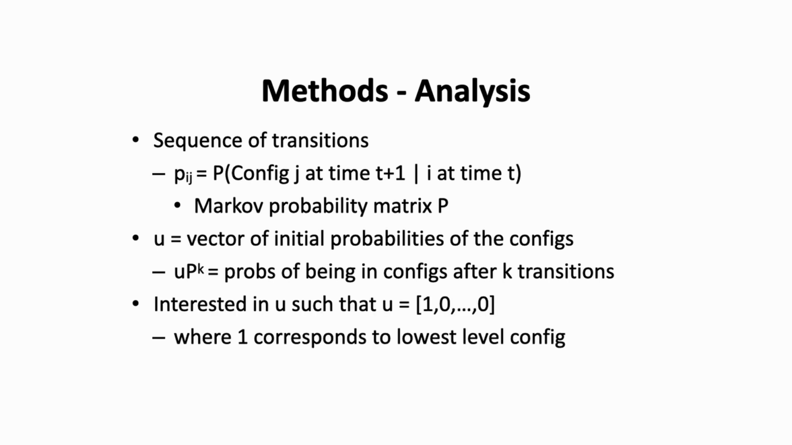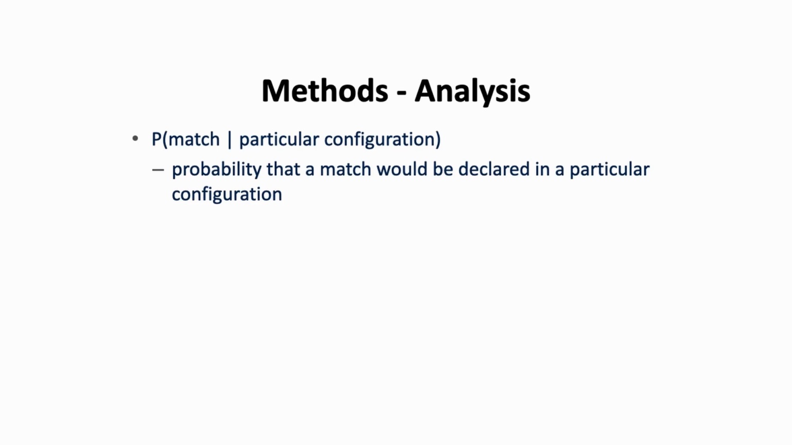And so the particular configuration of interest is where you start with all the factors at their lowest level. And then when you go through U times P to the power of K, you get the subsequent configurations after 1 transition, 2 transitions, and so on. So from this, you can work out various probabilities of interest.